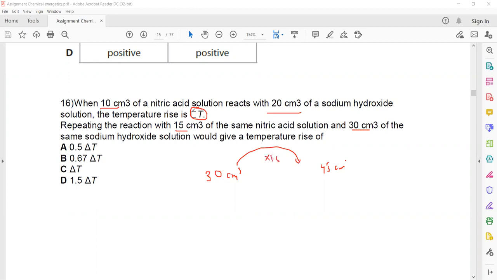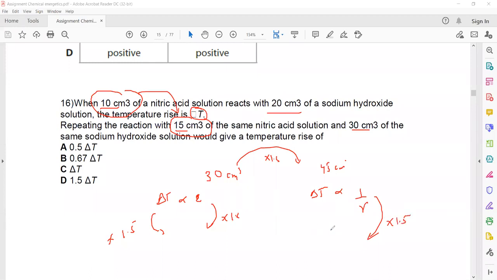And what about the moles? This was 10 cm cube, now it has become 15. So moles also increased by 1.5. The temperature change is directly proportional to energy or moles. Moles are increased by 1.5, so the temperature change increased by 1.5. And temperature change and volume are inversely proportional. The total volume is increased by 1.5, so the temperature change decreased by 1.5. One factor increasing by 1.5, the other factor decreasing by 1.5. So overall, the temperature change will be the same. And why I took specifically this, because when you write a balanced equation, the mole ratio is 1:1.